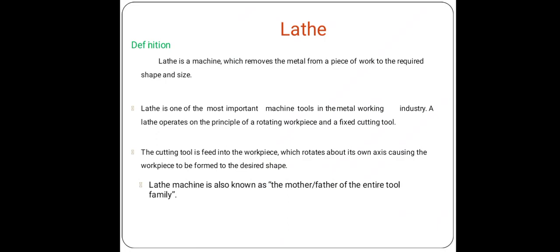First of all, we are going to see the definition of the lathe. Lathe is a machine which removes metal from a piece of work to the required shape and size. Lathe is one of the most important machine tools in the metal making industry. The lathe operates on the principle of a rotating workpiece and a fixed cutting tool. The cutting tool is fed to the workpiece, which rotates about its own axis, causing the workpiece to form the desired shape. Lathe machine is also known as the father of the entire tool family.